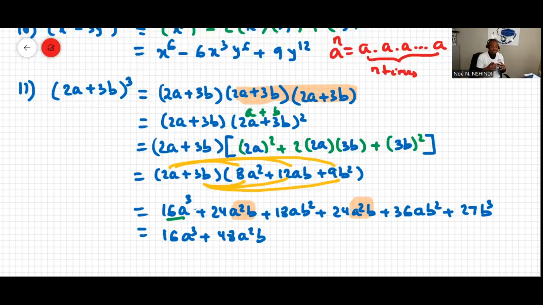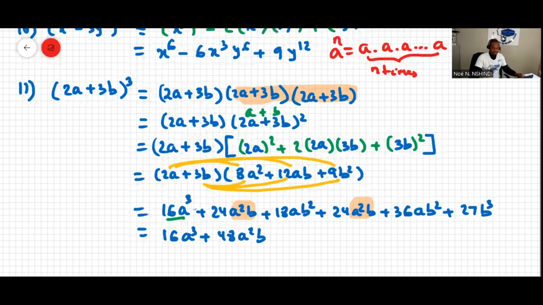We can just add the coefficients. The next term we have is ab squared. We have one there and another there. So over here also we will add the coefficients. 36 plus 18 is equal to 54. That makes 54ab squared, and then plus 27b cubed.